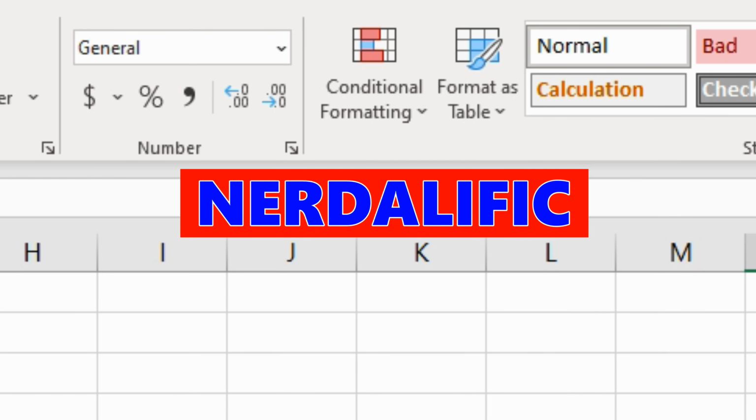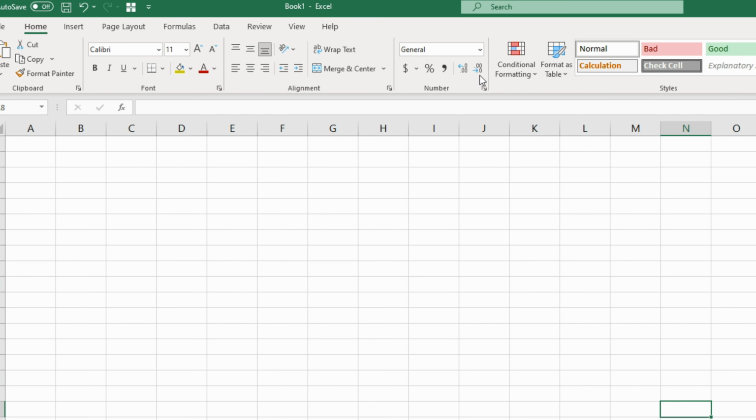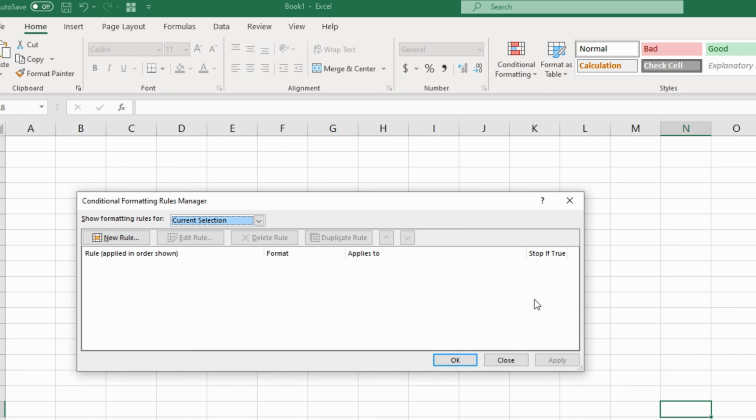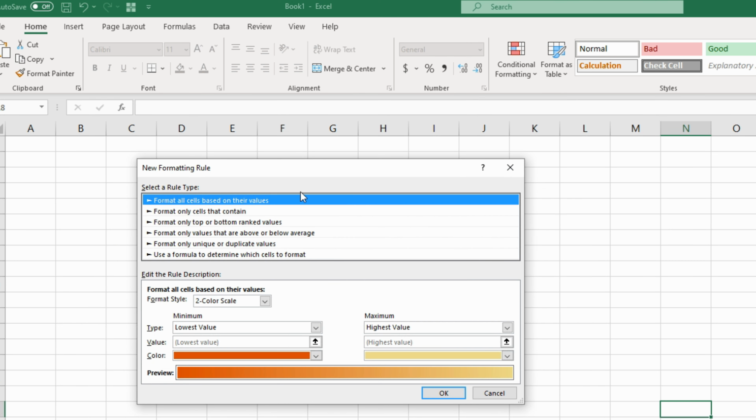Today on Nerdolyfic, we're going to look at what conditional formatting is. Conditional formatting is a way of changing formats of cells based on specific criteria. This can range from changing the font, the color, the borders, a number of different things. You can set the conditional formatting to look for specific criteria.